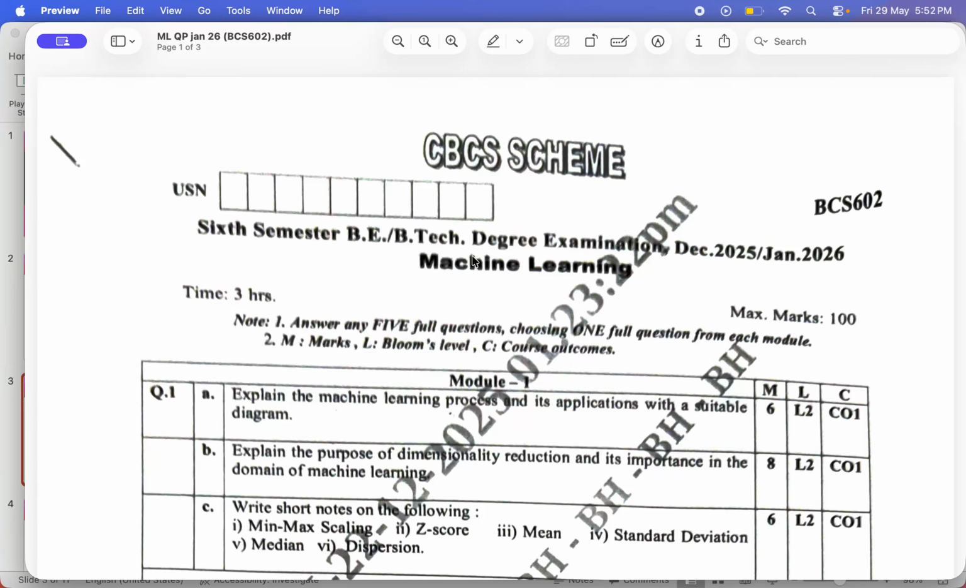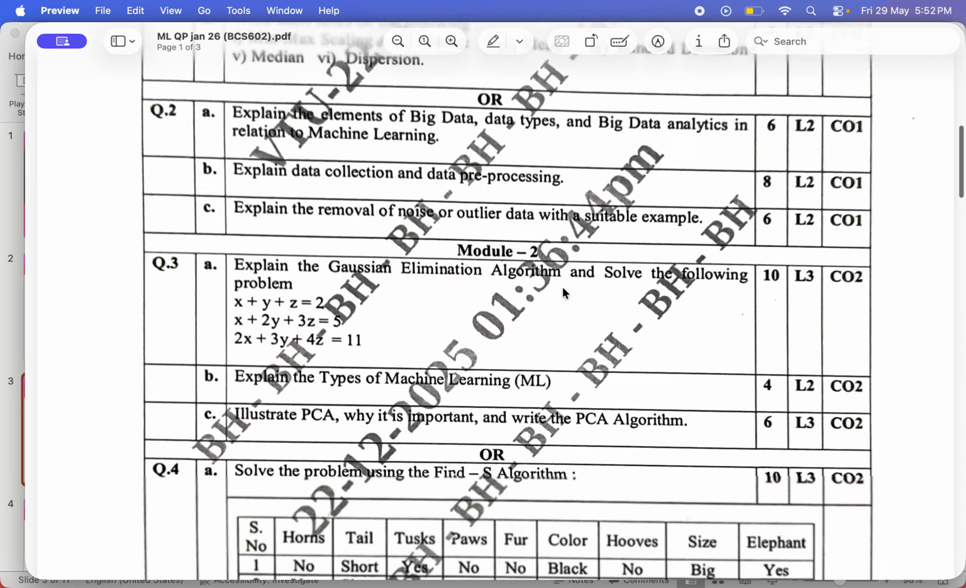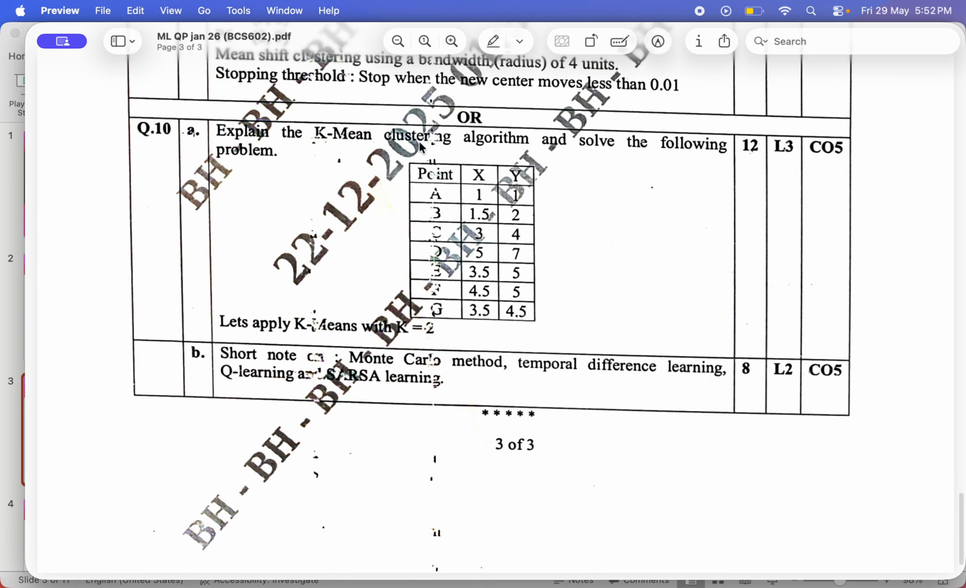Today we're learning one more problem from the previous year question paper, which is of Jan 2026 of ML subject. And the problem number is 10A, which is of 12 marks. Explain the k-means cluster algorithm and solve the following problem.